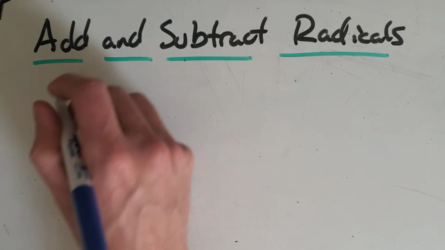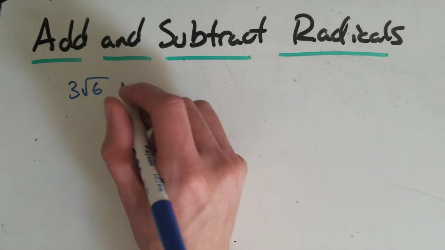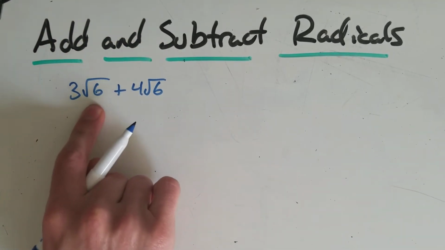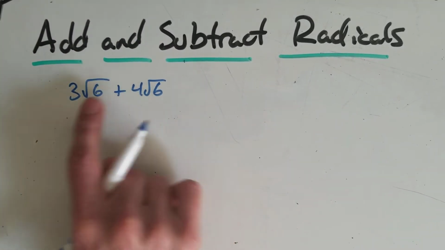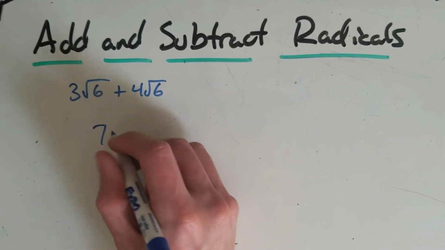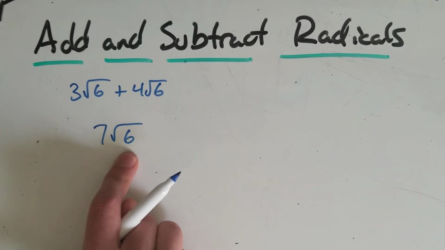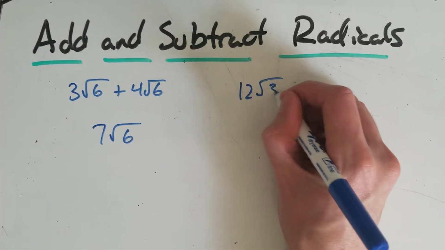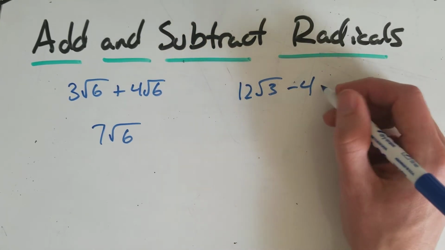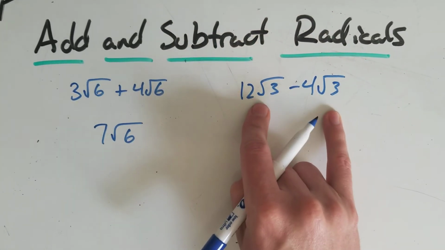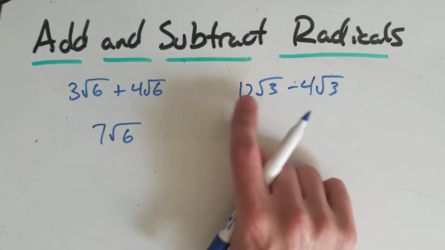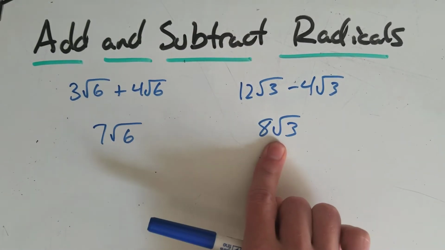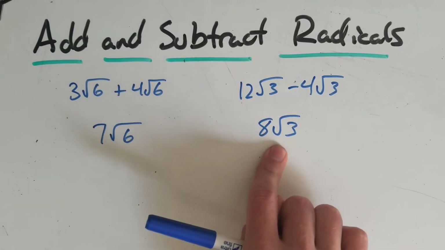So first slide, we have a couple of just recognizing and examples of how we can combine. So we have 3 root 6 plus 4 root 6. Notice the same radicand, so we can combine them together. This is the same as 7 root 6. And over to the right we have 12 times the square root of 3 minus 4 times the square root of 3. So you can subtract as well. Have the same radicand, so 12 minus 4 is going to be 8 times the square root of 3, and that's the simplified version in simplest radical form.